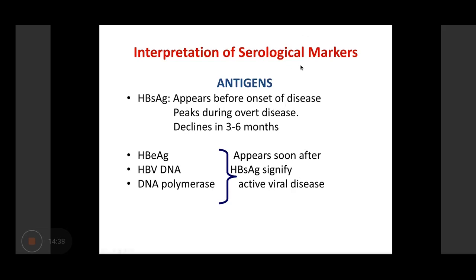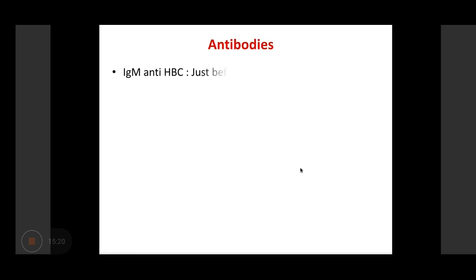So the interpretation of the serological markers: HBsAg appears before onset of disease, peaks during overt disease and declines in 3 to 6 months. If it does not, then that means that chronic hepatitis has developed. In fact, the definition of chronic hepatitis is persistence of hepatitis B surface antigen for more than 6 months. Hepatitis E antigen, HBV DNA and DNA polymerase all appear soon after the HBs antigen, and therefore they signify active viral disease, because S can appear even before the symptoms.